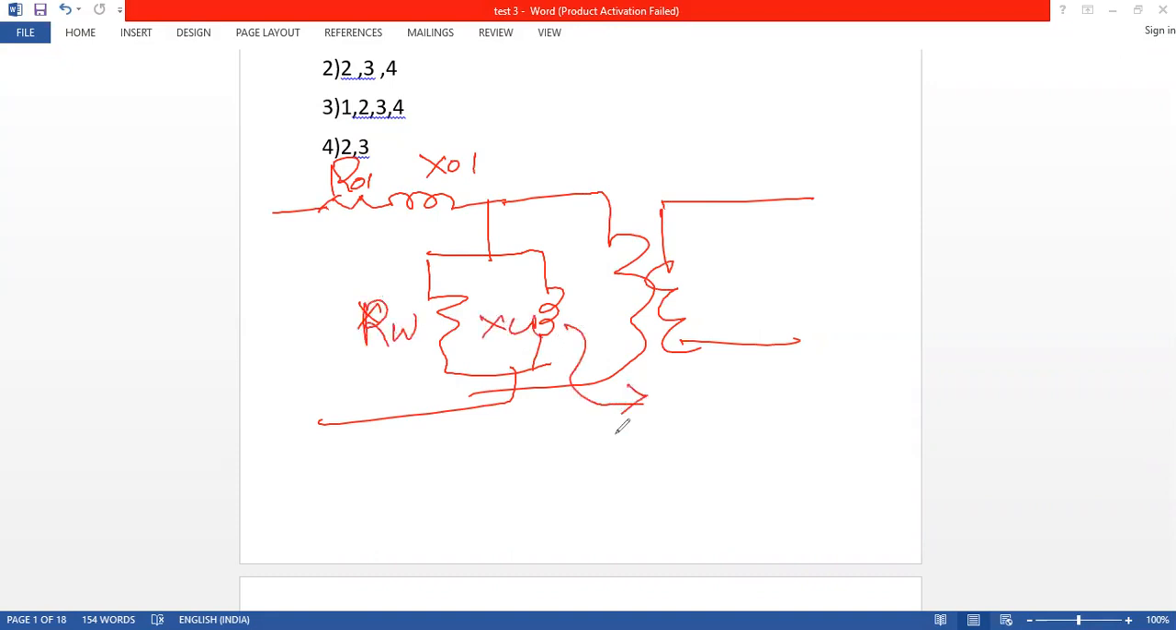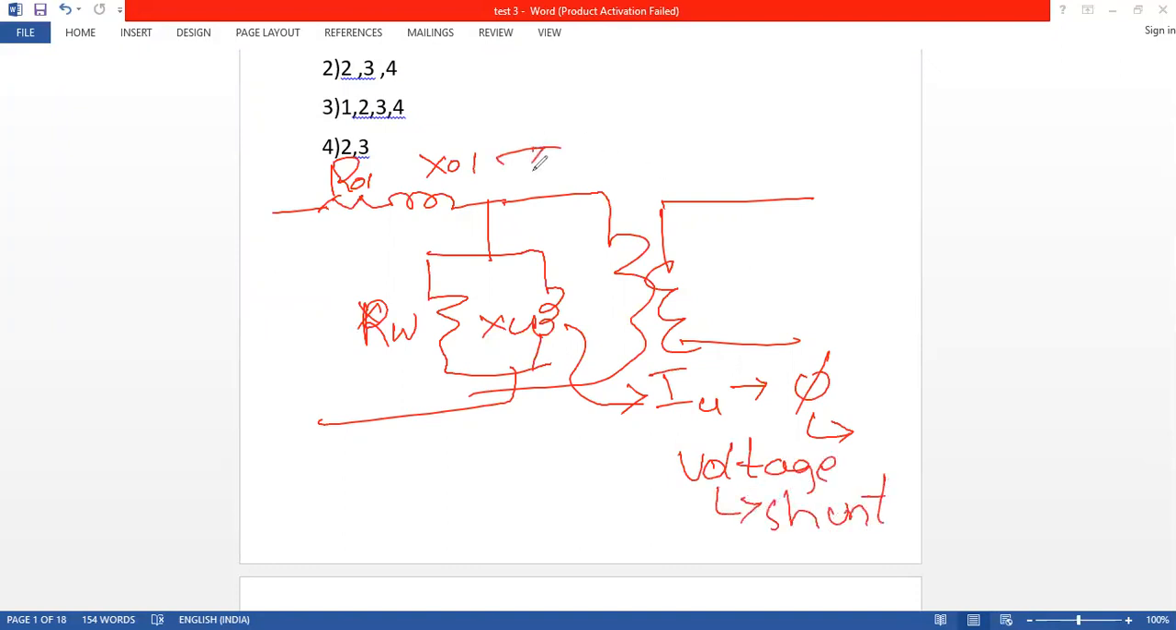See, this is producing the magnetizing current, producing flux. It depends upon voltage, so it is in shunt. Now X01 depends upon current, first point, so it is in series. First point you should know: what is X01 representing? You just write down, it is representing the leakage flux.